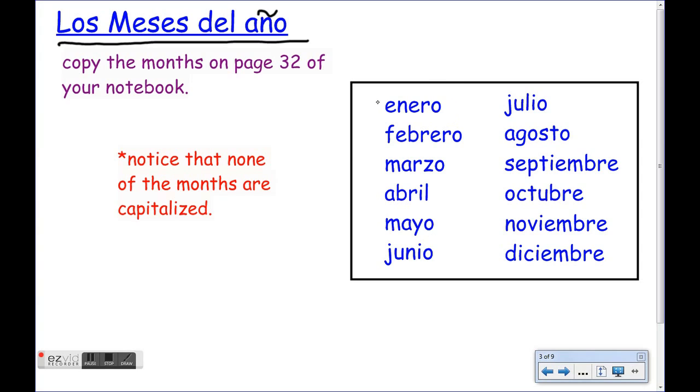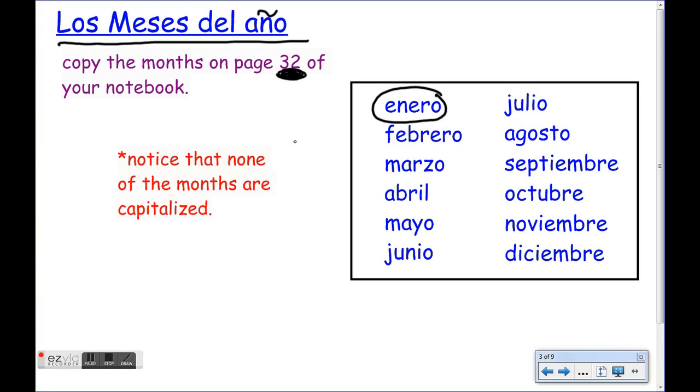Alright, so all these months, they're all cognates with the exception of enero. It's the only one that's not a cognate. The rest of them look just like our months of the year in English, so they should be pretty easy to understand. The only one we have to watch out for is enero. It's the only one that's different. Alright, remember you're writing these on page 32 of your notebook. If you're not doing that, you need to make sure you get it done.